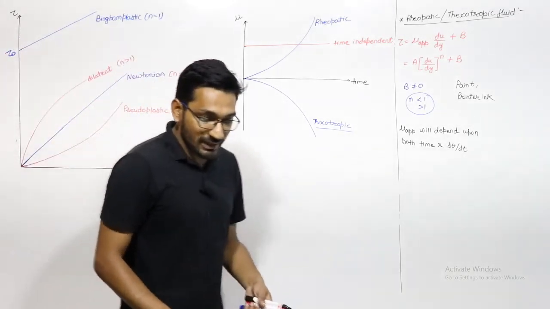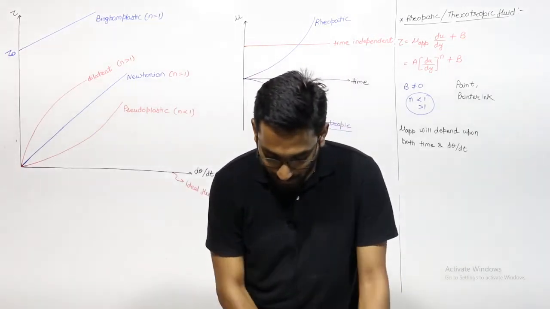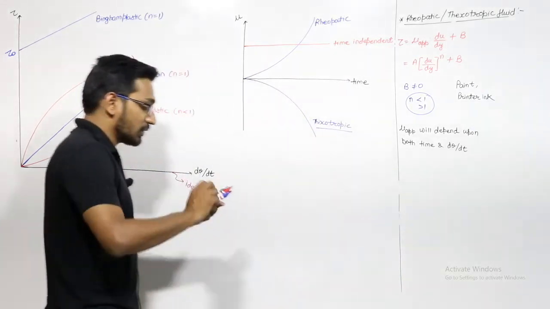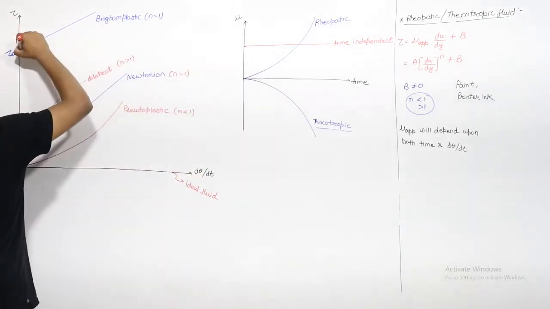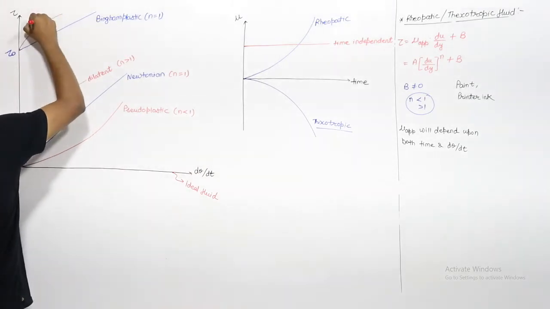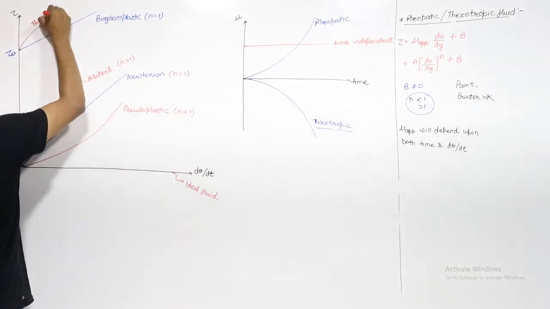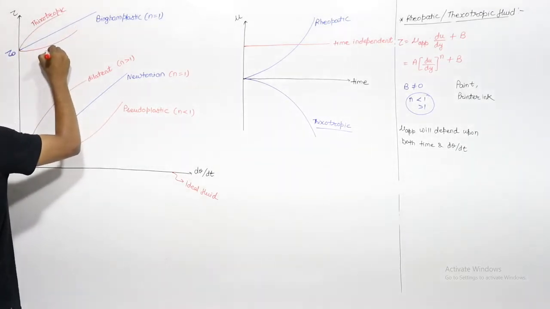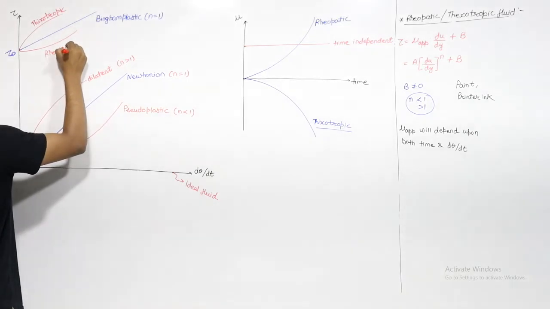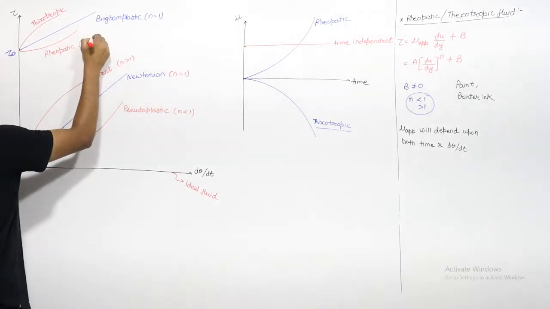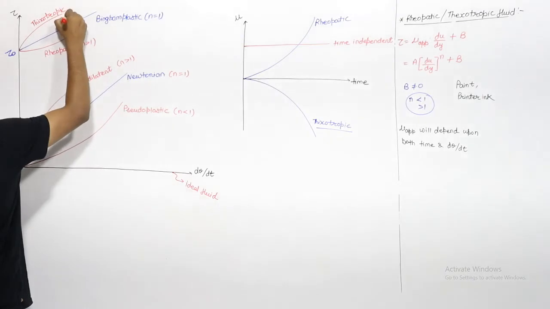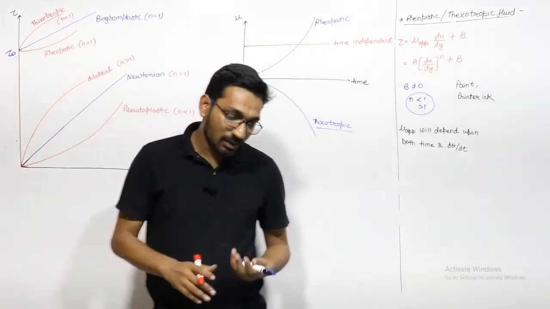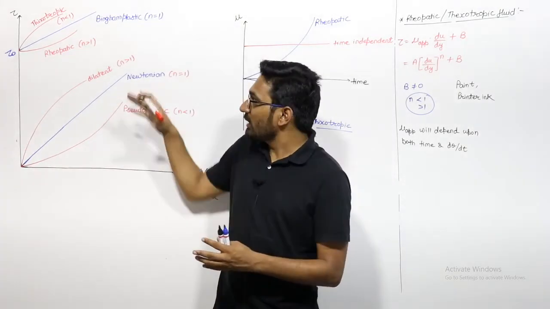Two more fluids are there, rheopectic and thixotropic. This is thixotropic and it looks like this, and this graph is rheopectic. Rheopectic means n is greater than 1 and thixotropic means n is less than 1. Right, so these are the different types of graph, and Newtonian and non-Newtonian fluids can be represented by this.